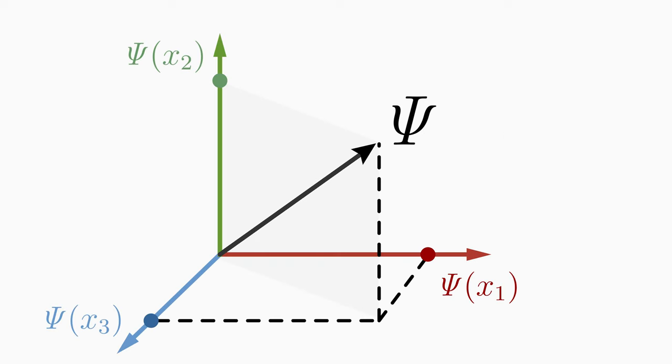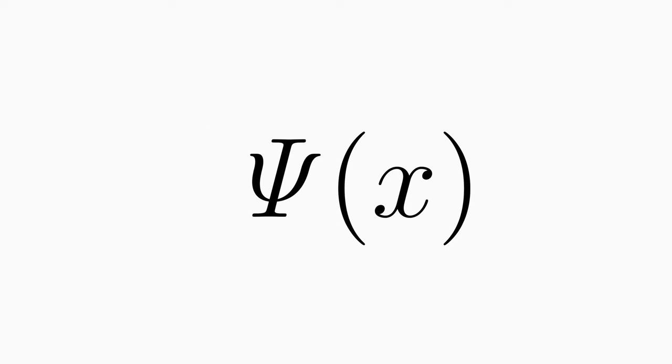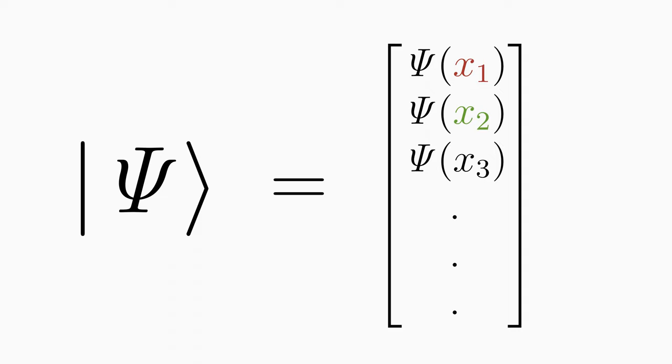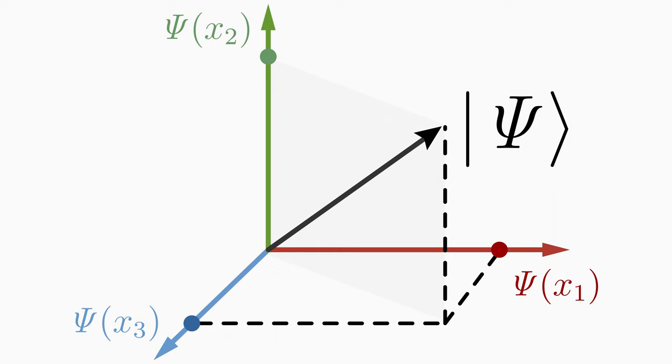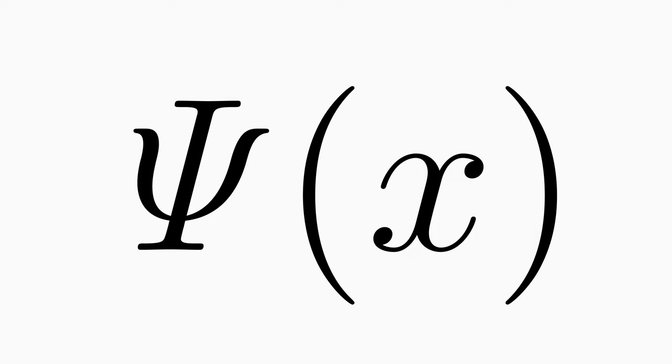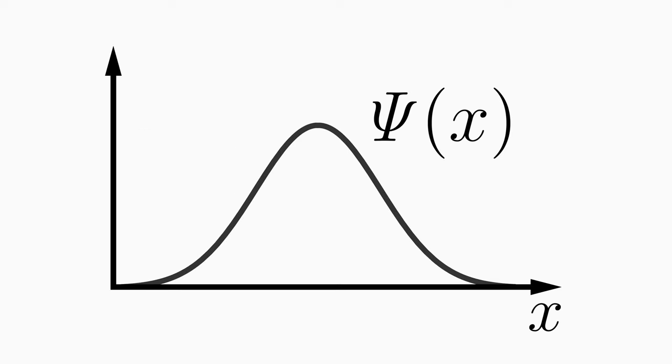In order to better distinguish the description of the particle as a state vector from the description as a wave function, we write the state vector psi inside an arrow-like bracket. The wave function psi of x, represented as a column vector, is called a ket vector, and the arrow-like bracket points to the right. So when you see the ket notation, then you know that it means the representation of the particle state as a state vector. On the other hand, if you see psi of x, then you know that it means the representation of the particle state as a wave function.